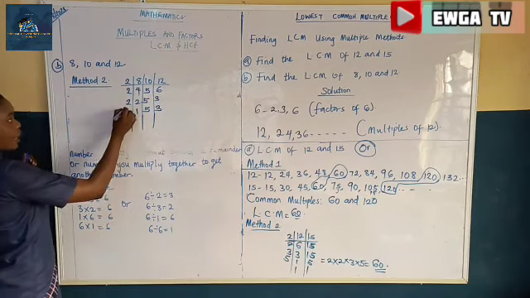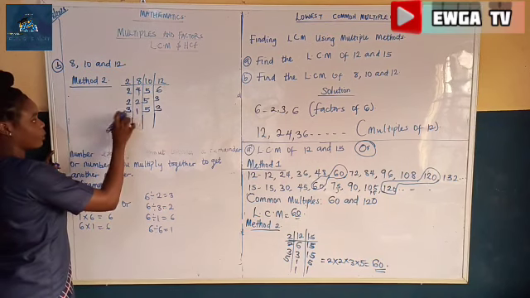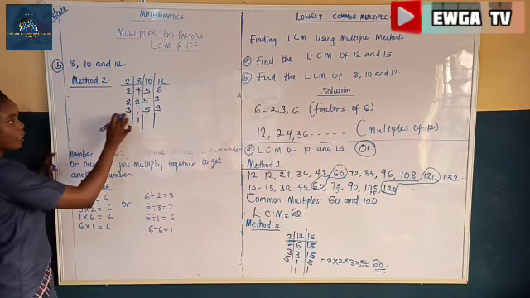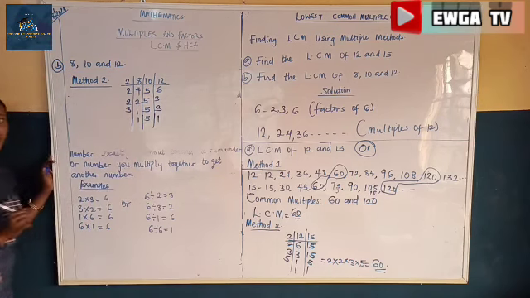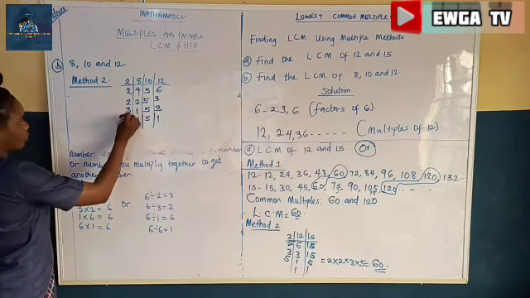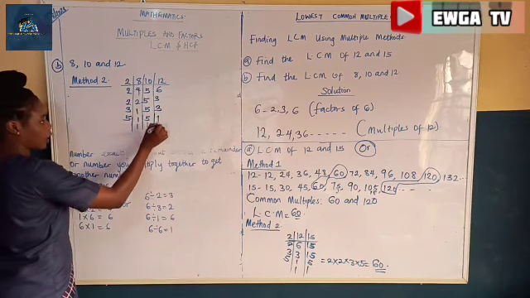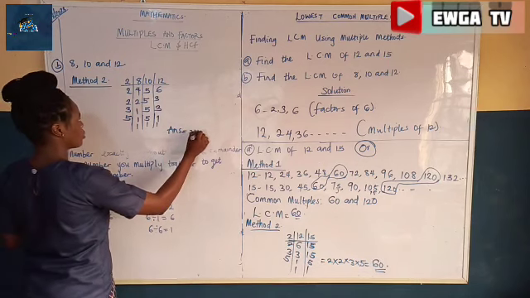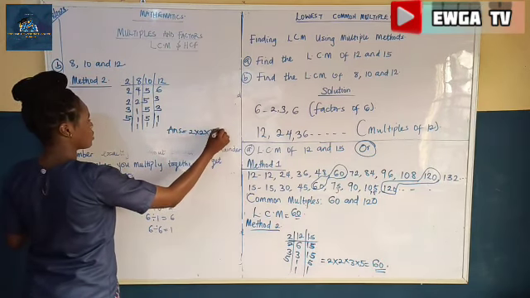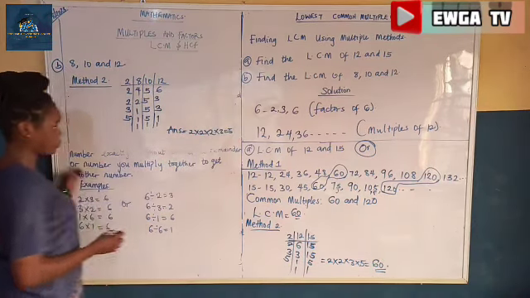3 can divide. 1 divided by 3, write down your 1. 5 divided by 3, not possible. 3 divided by 3, 1. Now the remaining 5, just write down your 5. So 1, 1, and 1. This is the answer. So you multiply 2 times 2 times 2 times 3 and times 5.